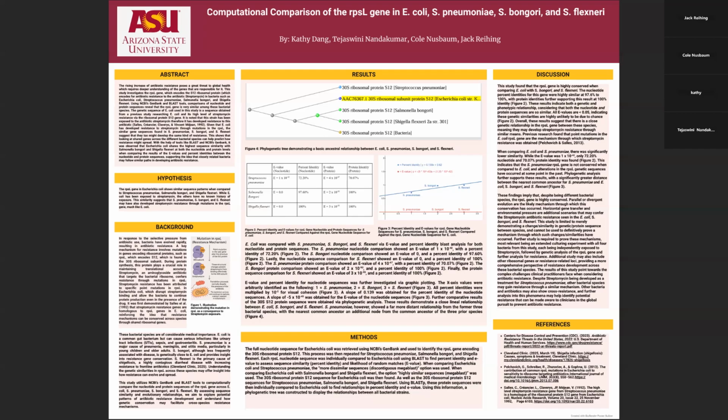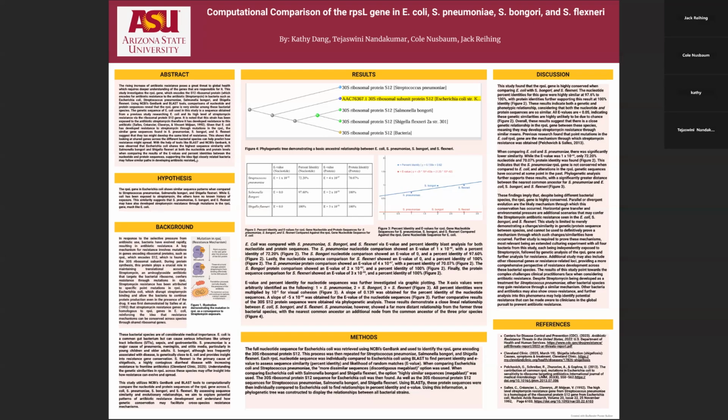Since ribosomal genes like rpsL are highly conserved across species, other pathogens such as Streptococcus pneumoniae, S. bongori, and S. flexneri may also have similar mutations and mechanisms of resistance. In fact, researchers have found that S. pneumoniae has a version of rpsL very similar to E. coli. So the results here show the following.